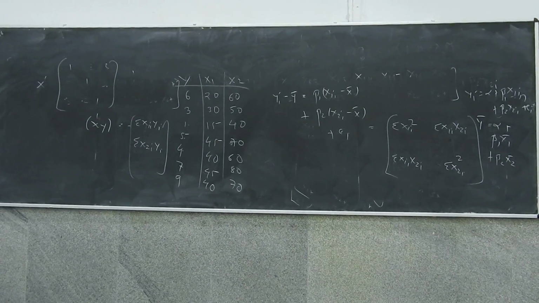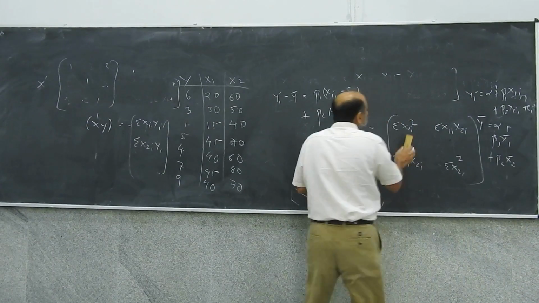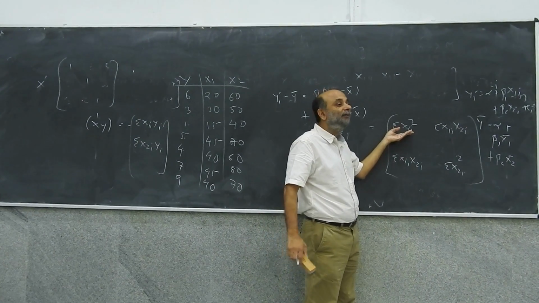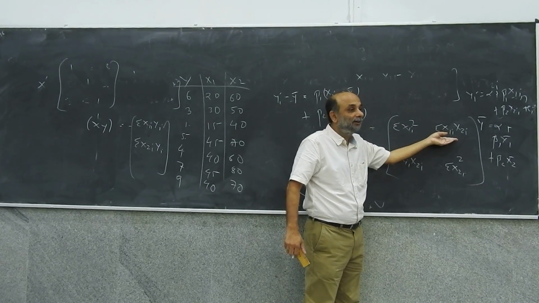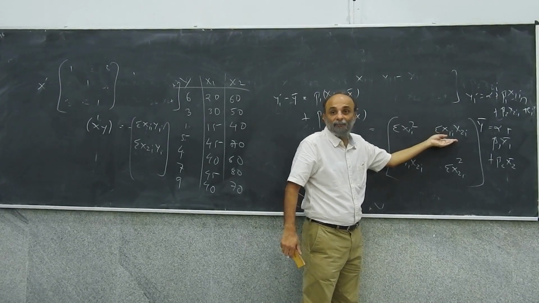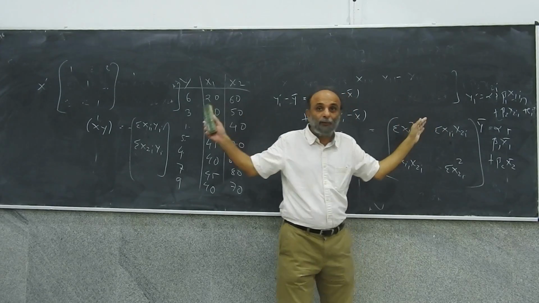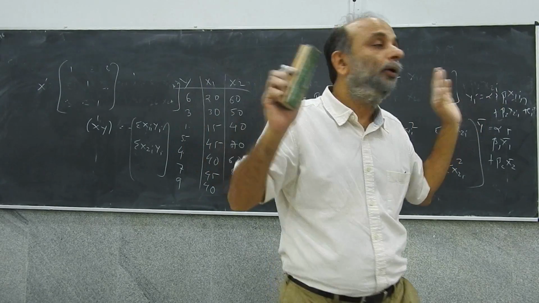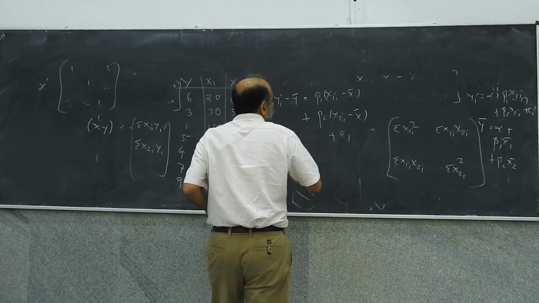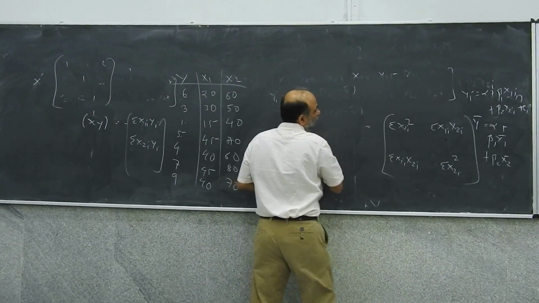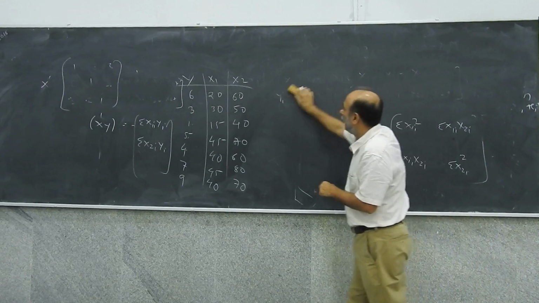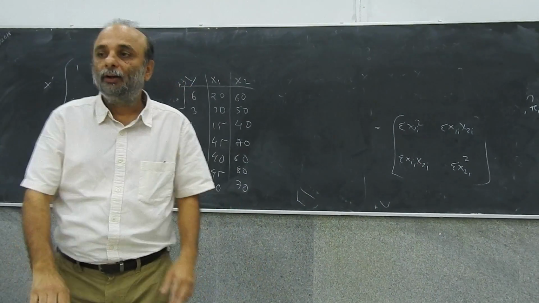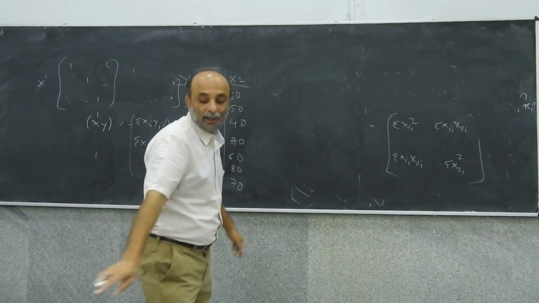And if I think of the deviations from the mean, then if I divide this by n, this will become the variance. If I divide this by n, this will become the covariance. Is this absolutely clear to everybody? Okay. Now, this is x dash x. So x dash x is this.